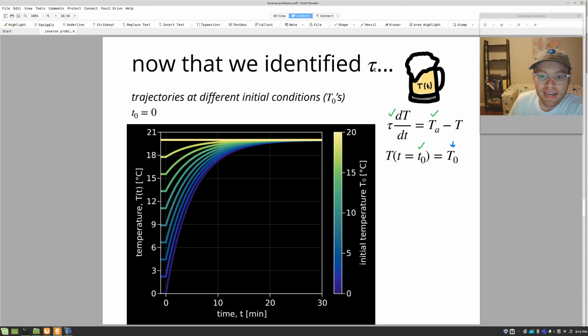Now that you've identified tau, it's really powerful because you can look at the trajectory of the temperature of a beer for all sorts of different initial temperatures. And that's what I'm showing in this plot. So the color here denotes a T of t curve for different initial temperatures or refrigerator temperatures. So let's say the refrigerator were around 9 degrees C at first. Then you take the beer out, and this is the trajectory, right? But if it were a bit warmer, the trajectory would look like this. Okay. So once you know tau, you can use the model to predict the trajectory for different initial conditions.